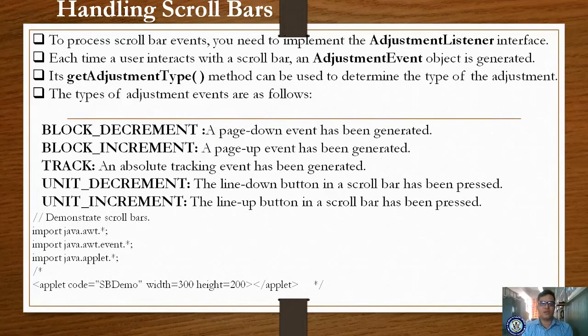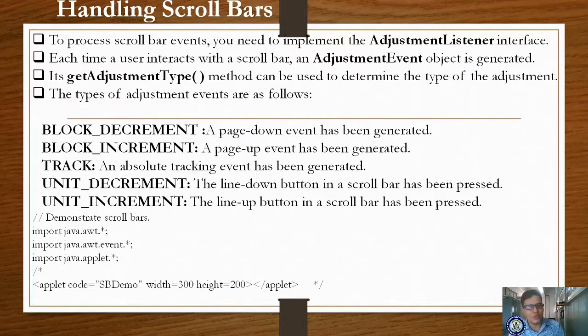BLOCK_DECREMENT, a page down event has been generated. If you pass the value as BLOCK_DECREMENT, a page down. Okay, BLOCK_INCREMENT, page up. TRACK, an absolute tracking event has been generated. If you give the keyword TRACK, you are identifying exactly where your thumb is appearing.